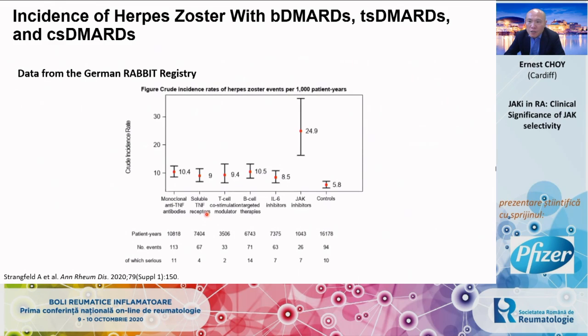One thing that differentiates JAK inhibitors from the biologic agents is the association with zoster reactivation. These are data from the German RABBIT registry showing that zoster reactivation associated with JAK inhibitors is significantly higher than with any of our biologic agents. And the potential explanation of this is that JAK inhibitors inhibit interferon, and interferons are very important in antiviral response. And what we observe here may be related to the anti-interferon effect. Next slide.